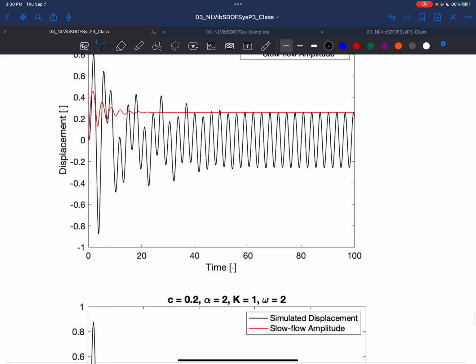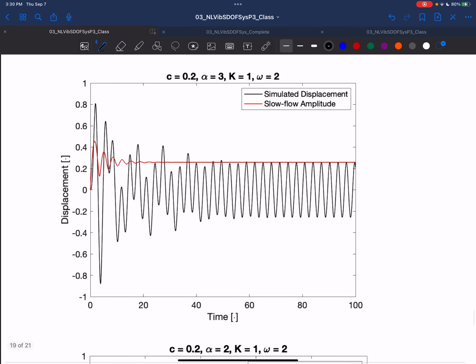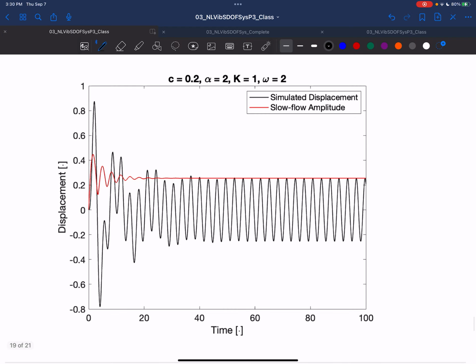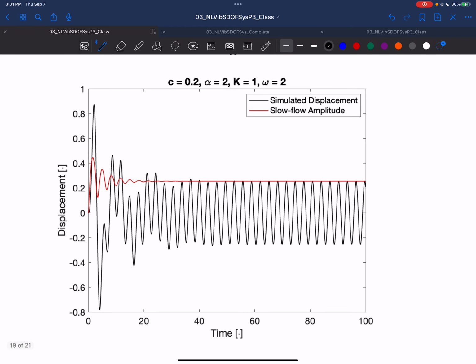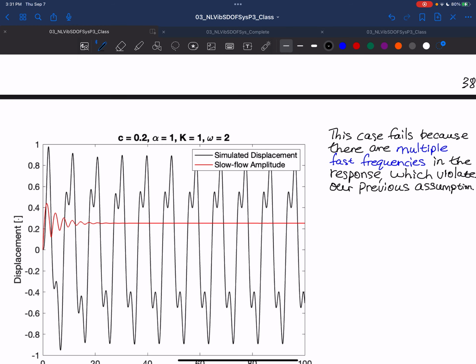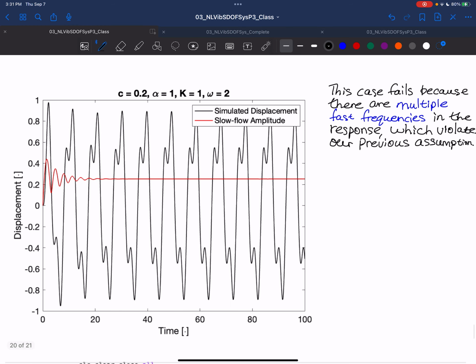What did I change here? I changed the alpha. So you can see here alpha is equal to 3. If we decrease alpha, you can see here that again we're able to change that. If we decrease alpha to 1, here is a case where this approach actually fails. And then you can see from the simulated displacement there are clearly multiple fast frequencies that arise in that simulated displacement.